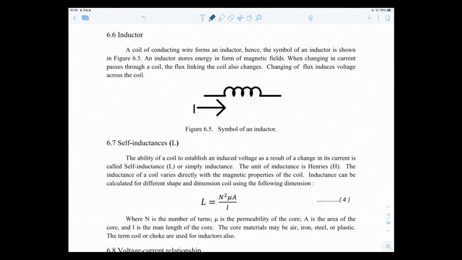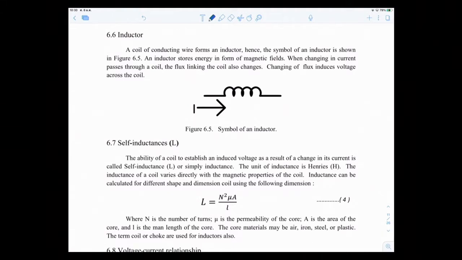Welcome back. The last topic was on the capacitor, and so we're going to continue with the energy storage elements. The second one is the inductor that I'm doing for these sessions. Okay, so, the inductor.